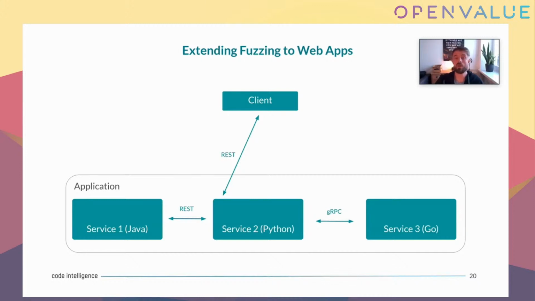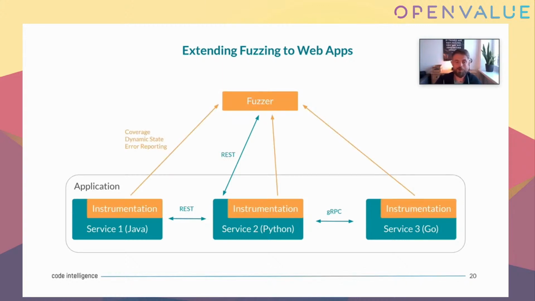And this is actually something we are working on with Code Intelligence, and are offering a solution for that. Imagine you have a client. The client communicates over REST with a service. This service is written in Python. Then this service, depending on what the inputs are, is communicating over REST with another service, which might be written in Java. And over gRPC, it could communicate with another service 3, which is written in Go.